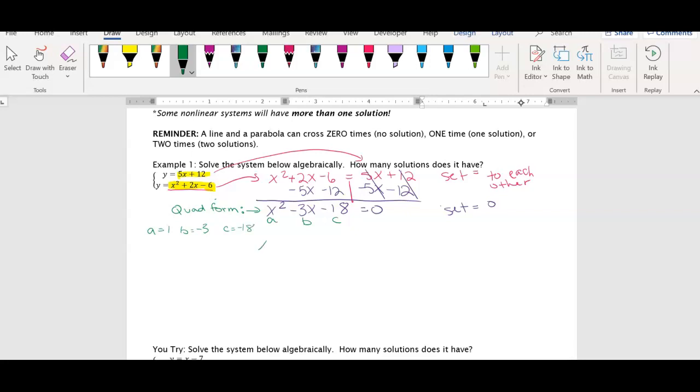So the quadratic formula is x equals negative b, or the opposite sign of b, so it's going to be positive 3, plus or minus the square root. In your first parenthesis, you put your b value and square it, minus 4 times the a value, which is 1, times the c value, which is negative 18, all over 2 times the a value, which is 1. If you recall, the next step is to take everything under the square root and put it in your calculator. So that's what we'll do.